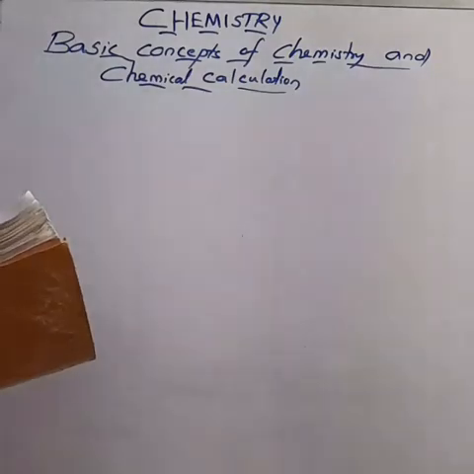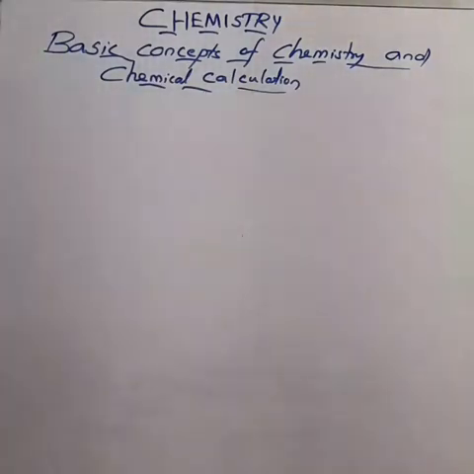First one is question number 42. Calculate the empirical and molecular formula of a compound containing 76.6% carbon, 6.38% hydrogen, and the rest oxygen. Its vapor density is 47. Calculate the empirical and molecular formula of a compound containing 76.6% carbon, 6.38% hydrogen, and the remaining is oxygen, and also its vapor density is 47.